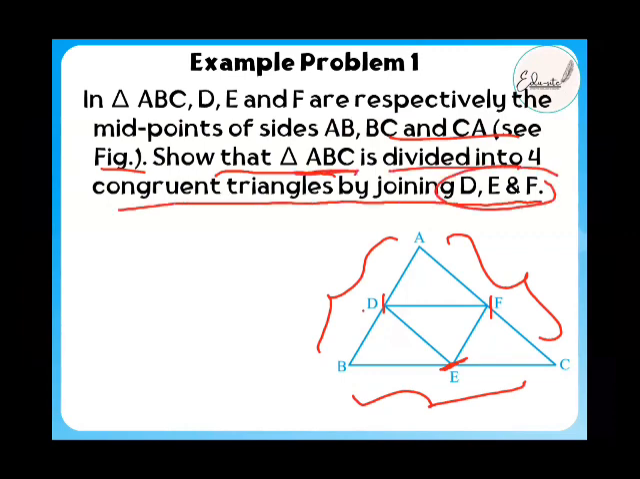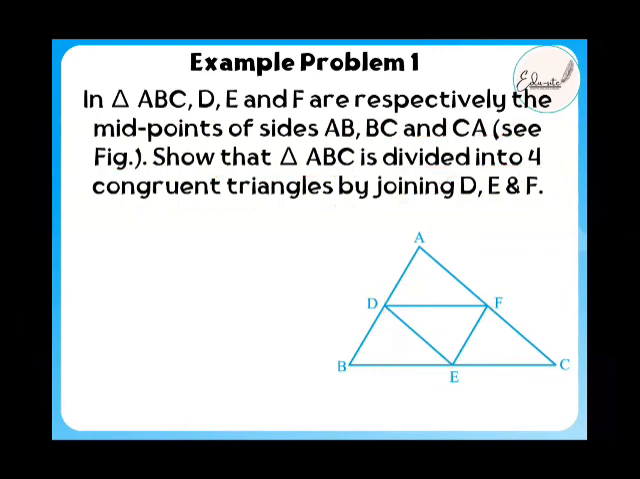Now you just have to prove the congruency in all of these triangles. How will you prove the congruency in all of the triangles? You are going to consider two triangles at a time. First you will consider this triangle, then this triangle. You have to consider all of the triangles and prove the congruency. How to prove the congruency, beta? Come on, let's start with the triangles.